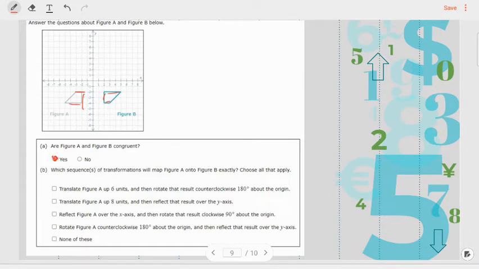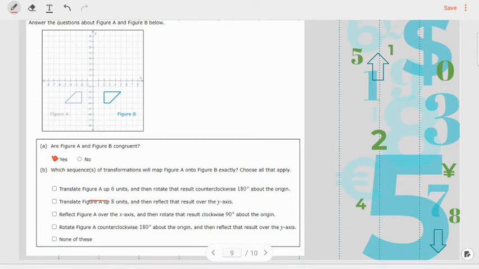Now, what transformations? There's more than one. So it didn't just flip over this axis. It maybe flipped and turned, or maybe it slid or rotated and then flipped. We just got to figure out which of those options works best for us. So let's go ahead and pick.